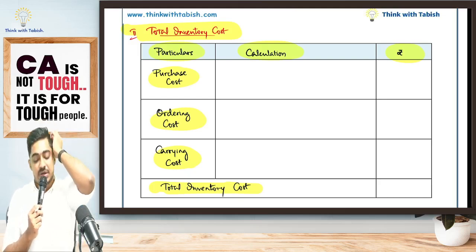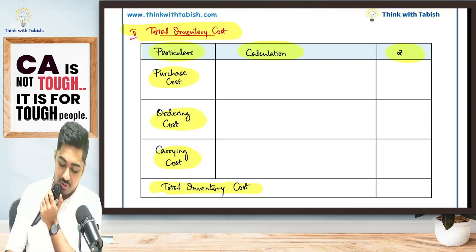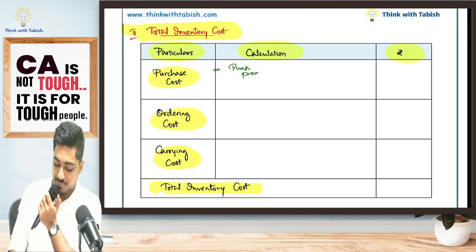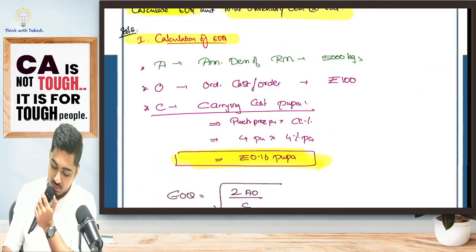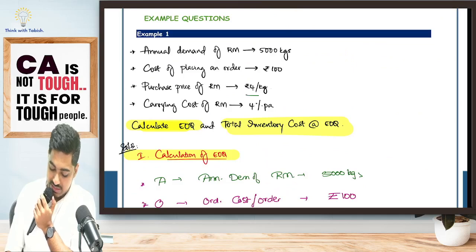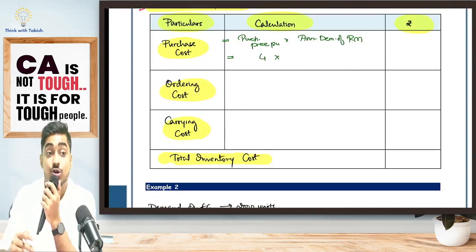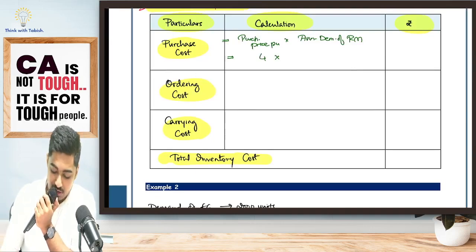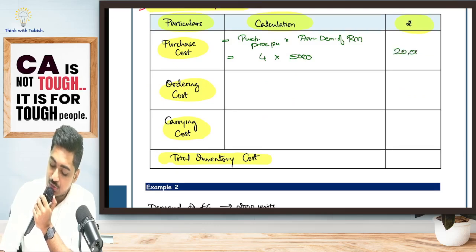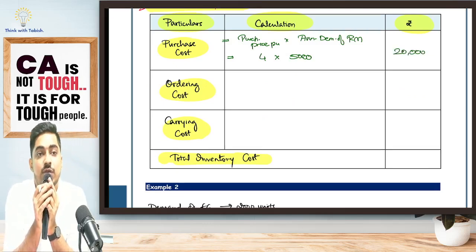Now tell me, students, purchase cost. What is the formula? It is my purchase price per unit into annual demand of raw material. Yes or no, everyone? Tell me, 1 unit of raw material at what price I am buying? 4 rupees I am buying. So for 1 unit it is 4. Like that, total how many units I want? 5,000 I want. That means total how much is it? 20,000 rupees.